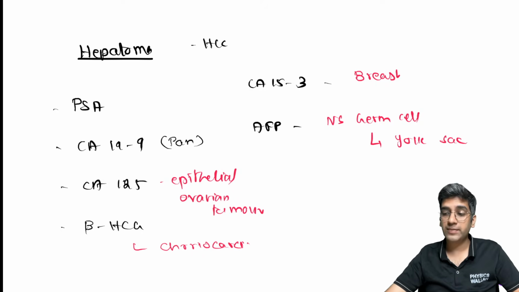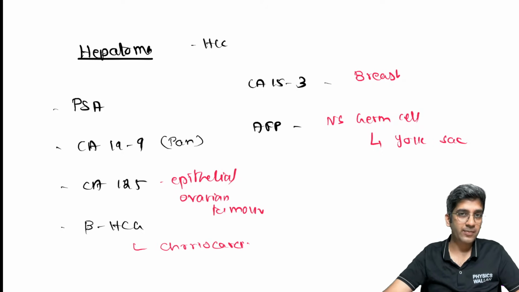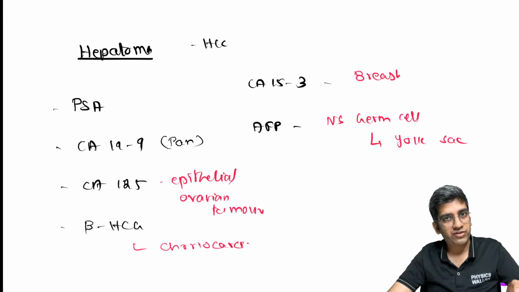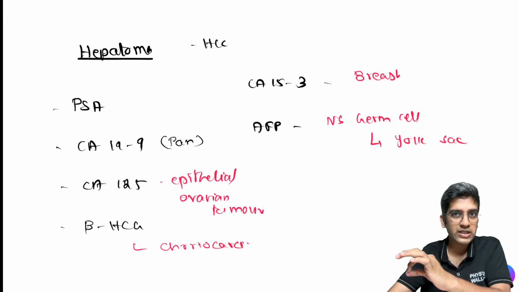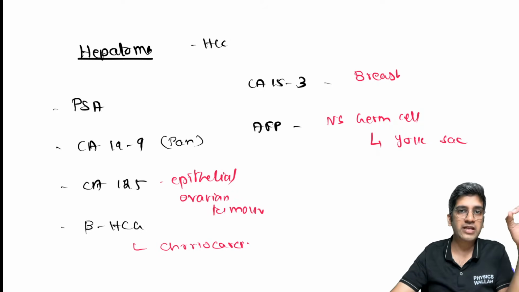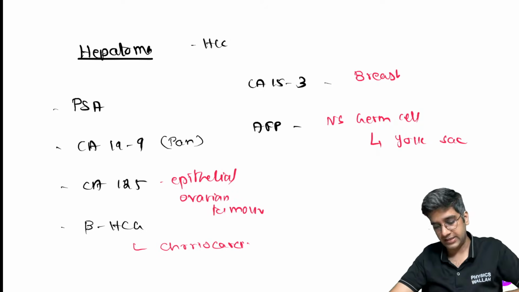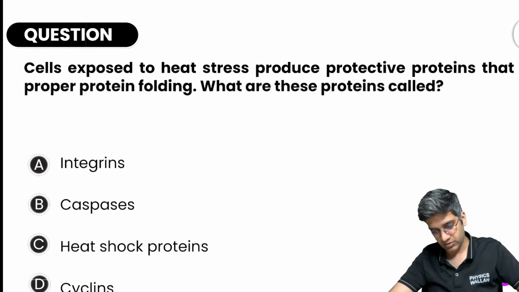Perfect. There are a few MCQs which say that beta HCG is elevated in case of seminoma and dysgerminoma. Partly right, partly wrong. It is elevated in 15% of cases of seminoma and dysgerminoma, not in every case, because those 15% of cases have syncytial trophoblasts in microscopy which secrete beta HCG. Fine. Okay. Next question.